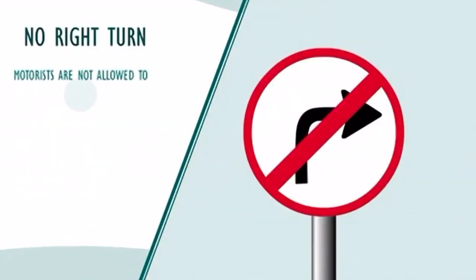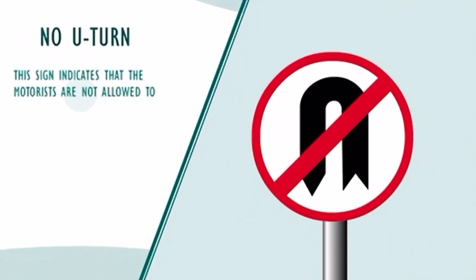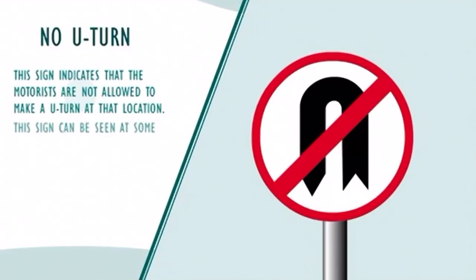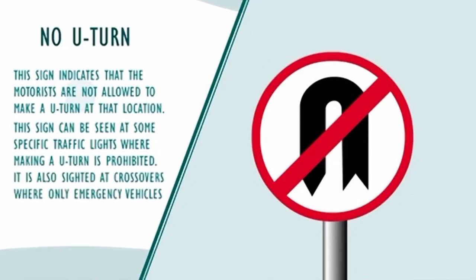Motorists are not allowed to turn right at this sign. This sign indicates that the motorists are not allowed to make a U-turn at that location. This sign can be seen at some specific traffic lights where making a U-turn is prohibited. It is also sighted at crossovers where only emergency vehicles are allowed to take a U-turn.